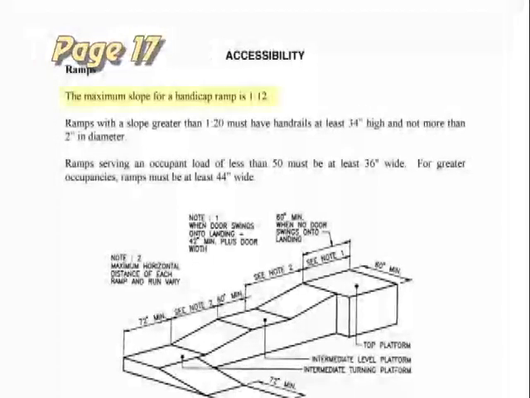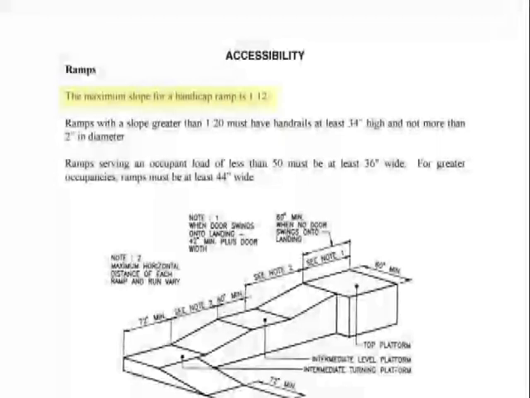So let's underline that and highlight that. Let's look at the next sentence. It says there, ramps with a slope greater than 1 in 20 must have handrails at least 34 inches high and not more than 2 inches in diameter. And highlight that. That's a question that you most likely will be asked about. Look at the illustration there. Take a look at that. Understand what they're talking about.